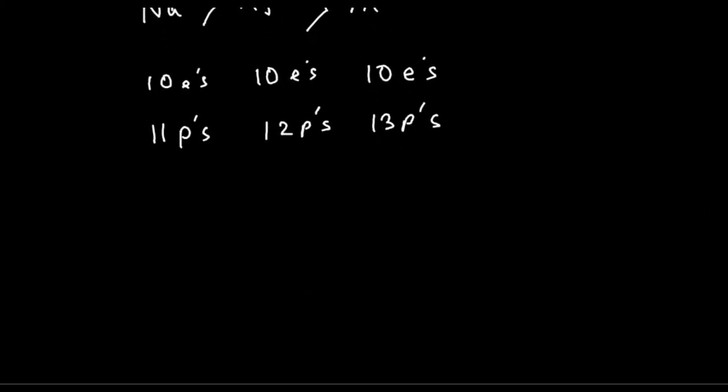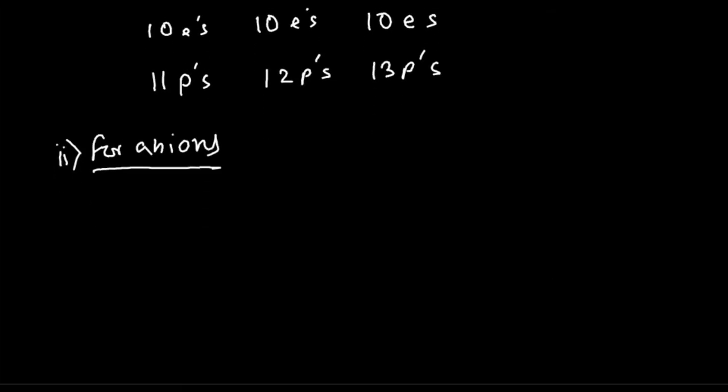For anions, what will be their nature? For anions as well, on moving from left to right, the radii of isoelectronic anions decrease progressively due to the increase in the number of protons. Here also the same case: N3 minus, O2 minus, and F minus. All have an equal number of electrons. That is why they are isoelectronic.